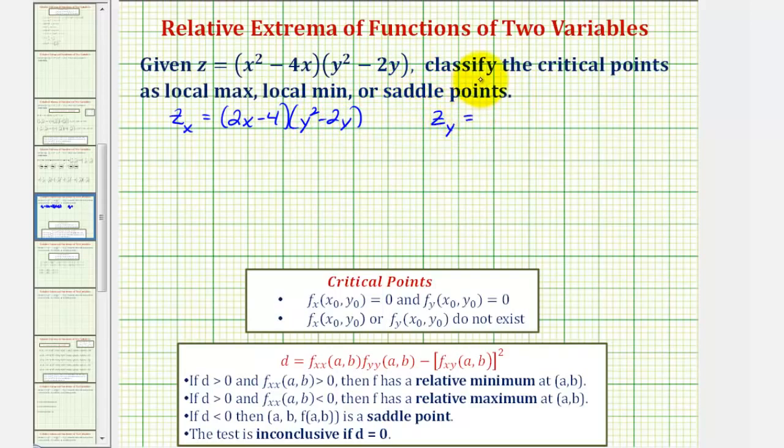differentiate with respect to y. So now this is a constant, and since the derivative of y squared minus 2y would be 2y minus 2, we have x squared minus 4x times 2y minus 2. We also need the second order partials later, so let's find those now.